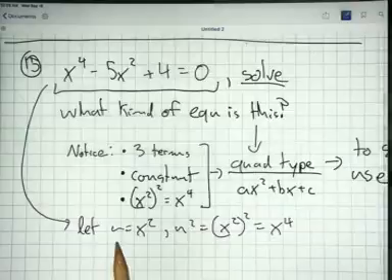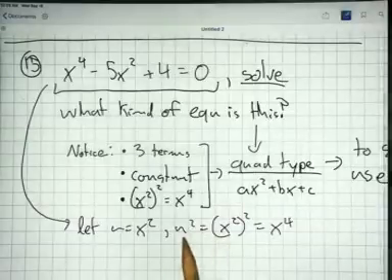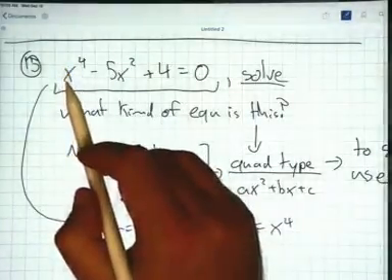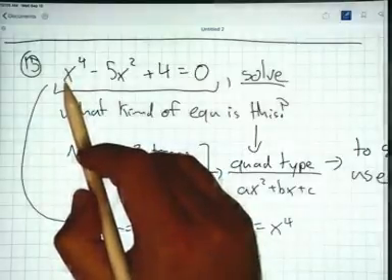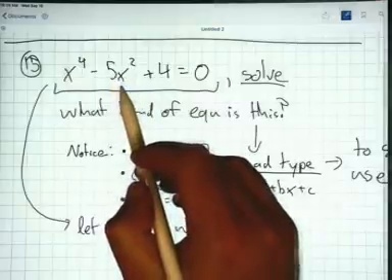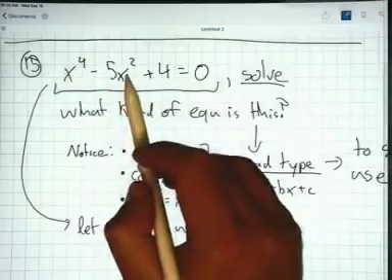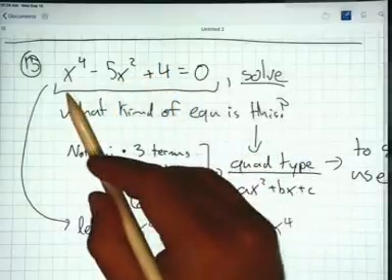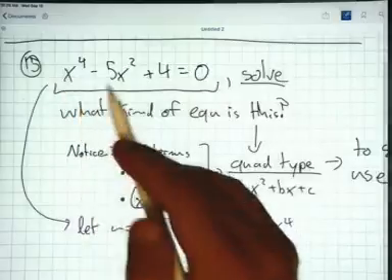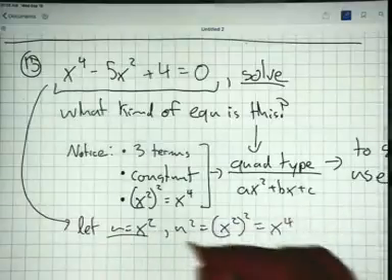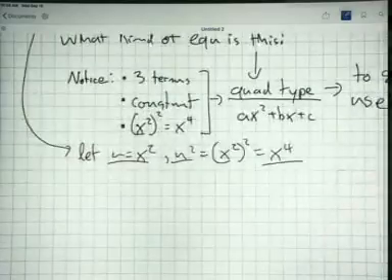You choose the u such that when you square u, you get the other term. If I let u be equal to x to the 4th, then u squared would be x to the 8th. Well, that's not what this is. By letting u be equal to x squared, u squared becomes x to the fourth. So we let u be equal to x squared, then u squared becomes x to the fourth.